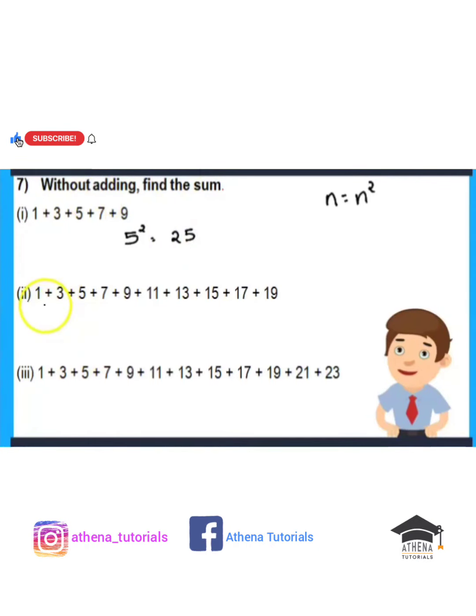So, let's look into the next one. How many numbers or digits are there? 1, 2, 3, 4, 5, 6, 7, 8, 9 and 10. So, the sum will be 10 square, which will be 100. 10 into 10 is 100. So, let's move into the last one. How many digits are there here? 1, 2, 3, 4, 5, 6, 7, 8, 9, 10, 11 and 12. So, there are 12 digits. So, the sum will be 12 square, which will be 144.